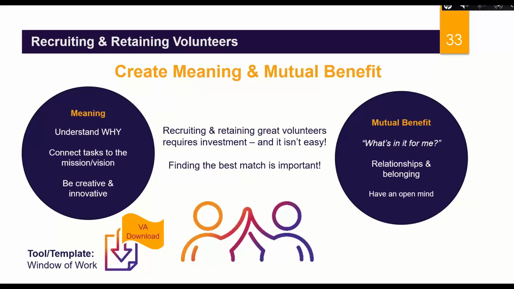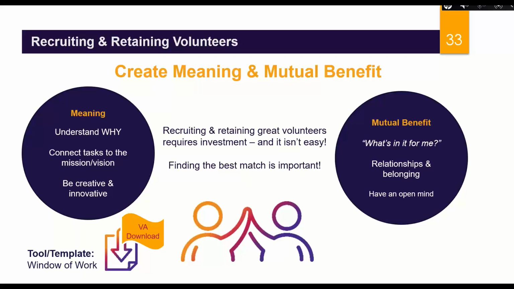And so to find the best match, we need to understand the 3 W's: who, what, and why. So who do we exist to serve? What is our mission? What do we envision for our community and our participants? You want to be intentional in crafting that sort of narrative and that idea of what you're really looking for.